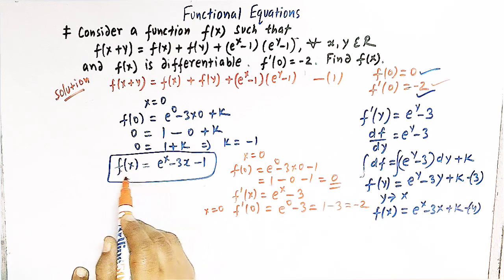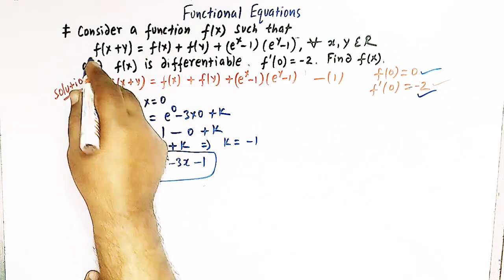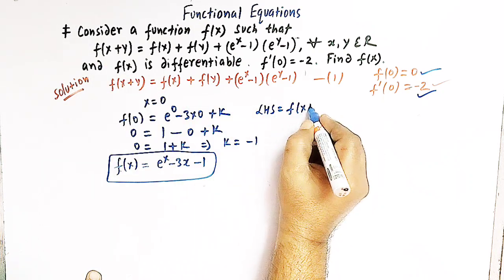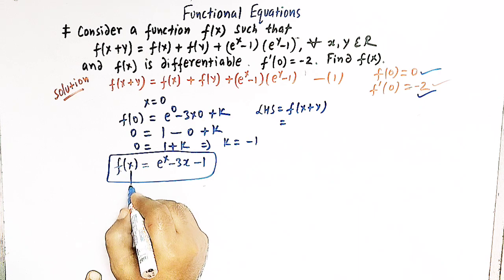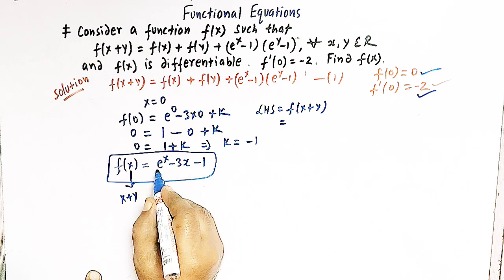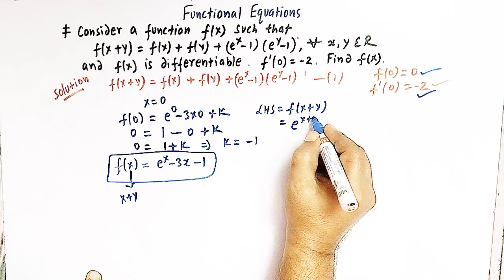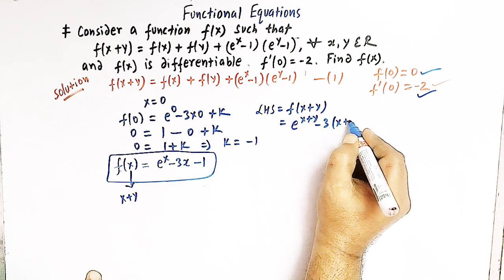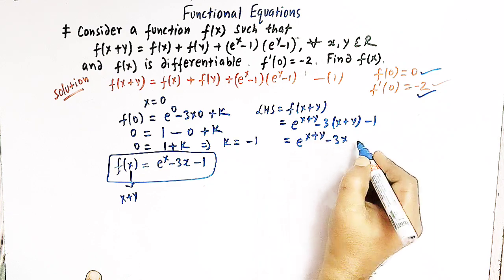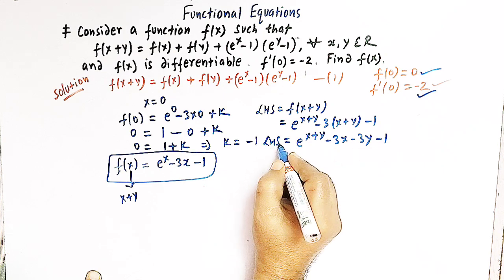Now let us verify that this function satisfies this functional equation. So let us take the left hand side. So the left hand side is f of x plus y, right? So replacing this x by x plus y, we can have f of x plus y. So replacing these two x by x plus y, we have e raised to x plus y minus 3 times x plus y minus 1. So this is e raised to x plus y minus 3x minus 3y minus 1. So this is our left hand side, right?